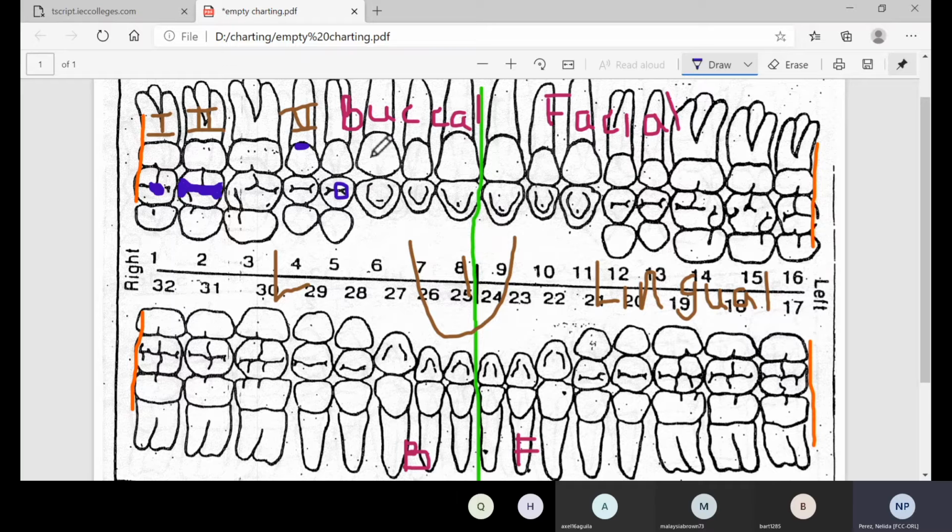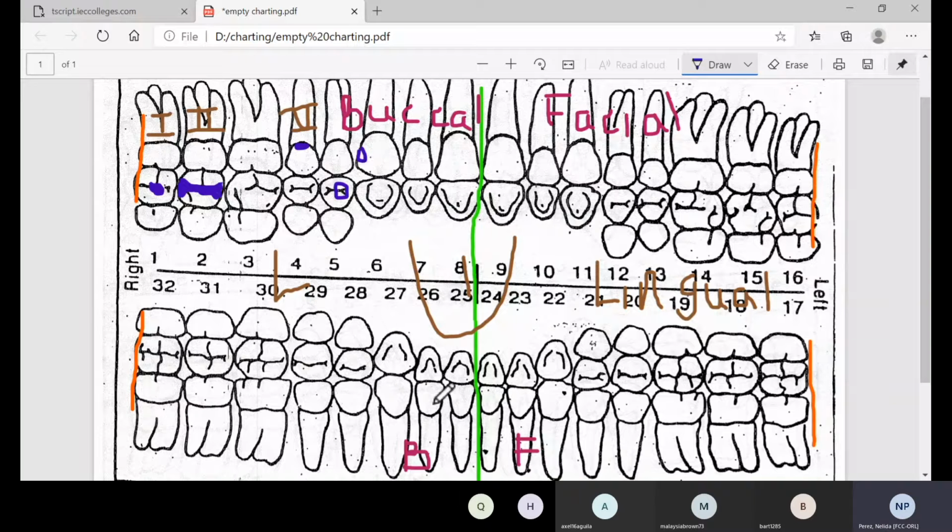You have another picture right next to it that looks like this. What would that be? I just told you an outline filling is a what? Composite. Composite on the distal. Okay, so this is a composite. Now, it is furthest away from the midline. What is that surface called? The distal. Good. This is a composite filling on the distal.